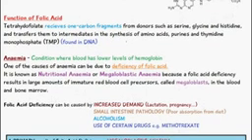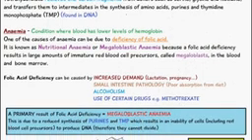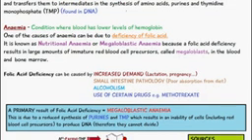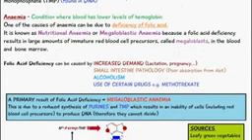So if we're talking about folic acid, we need to mention anemia, and this is a condition where the blood has lower levels of hemoglobin, and one of the causes of anemia can be due to a deficiency of folic acid. So this type of anemia is known as nutritional anemia or megaloblastic anemia, and that's because a folic acid deficiency results in large amounts of immature red blood cell precursors called megaloblasts in the blood and bone marrow.